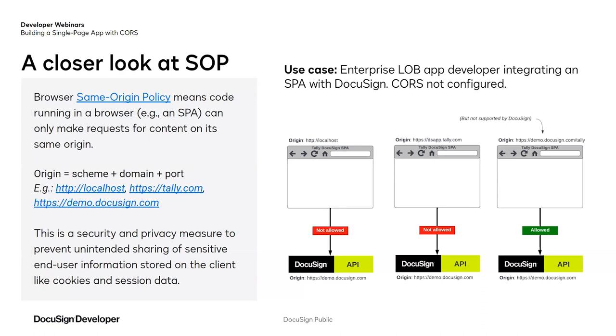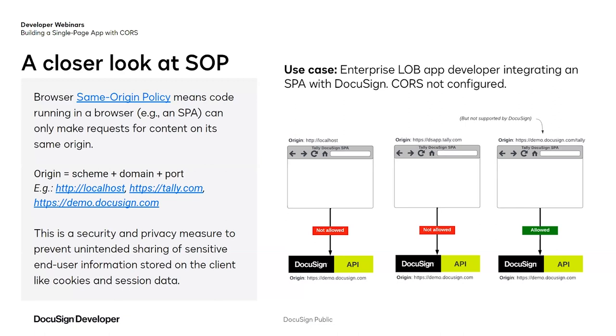So let's take an example here of a use case where we're enterprise line of business app developers integrating a single page app with DocuSign. In these cases, CORS is not configured. So we start off in our local development environment. We're building our single page app on origin HTTP localhost. We want to connect to DocuSign's APIs at https://demo.docusign.com. This is not allowed. It's because the scheme is different, HTTP versus HTTPS, and the domain is different, localhost versus demo.docusign.com.